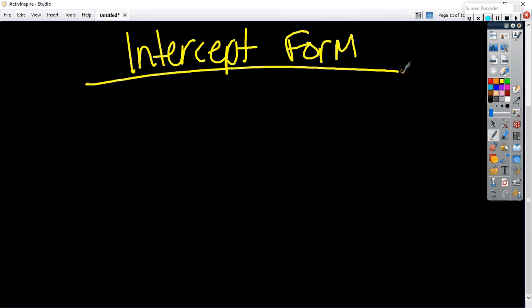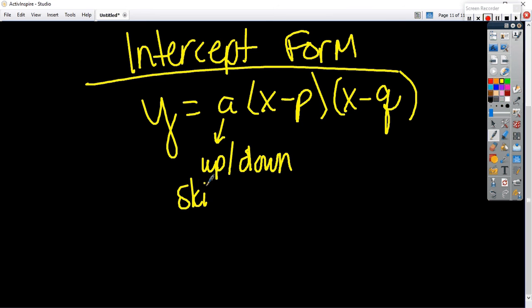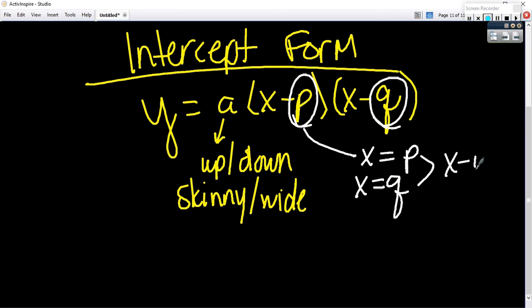All right, so intercept form, I told you looks like this. My a still does the same thing: up, down, skinny, wide. This time, the p and the q, and again, because there's a minus sign in front of them, I'm going to take the opposite signs. x equals p and x equals q are my x-intercepts. I'm going to just put INT, but with the opposite sign.